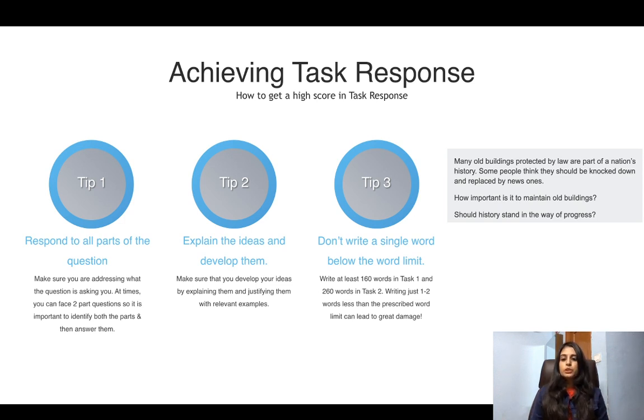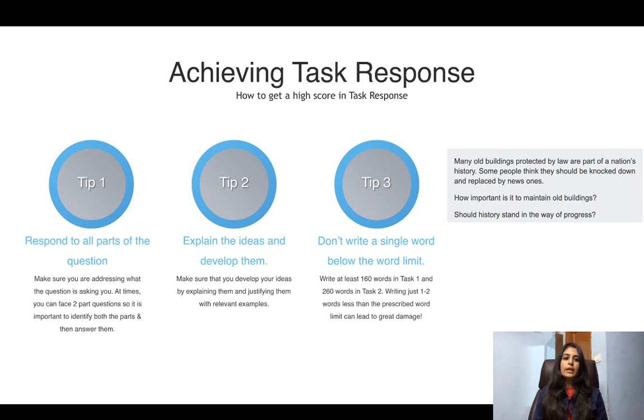Yes, so tip 2 is explain the ideas and develop them. This is yet again very important. This is something we have picked directly from the band descriptors. If you just give one-line statements on how important it is to maintain old buildings and you don't elaborate upon it by giving examples, then it's of no use. So explain the ideas and develop them. Make sure that the ideas are also justified with relevant examples as and when needed.